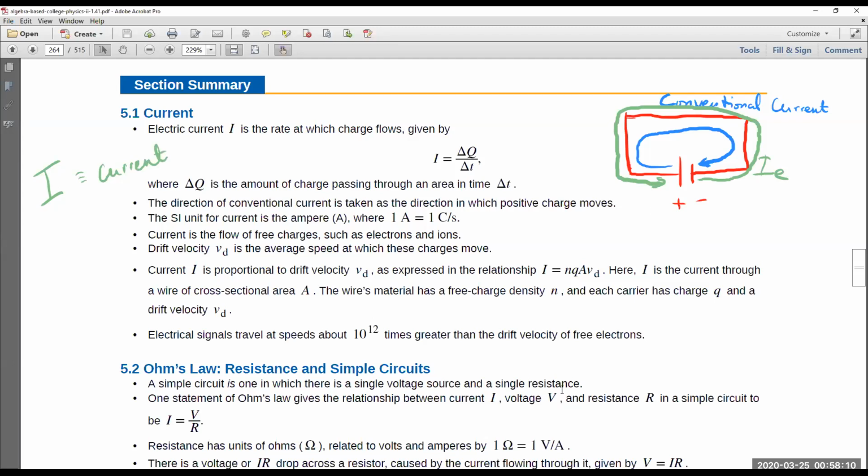Units. The unit of current is the ampere. So by definition, 1 ampere is equal to 1 coulomb per second, because I equals delta Q over delta T. So I is in amperes, charge is measured in coulombs, time is measured in seconds. So one ampere is 1 coulomb per second.